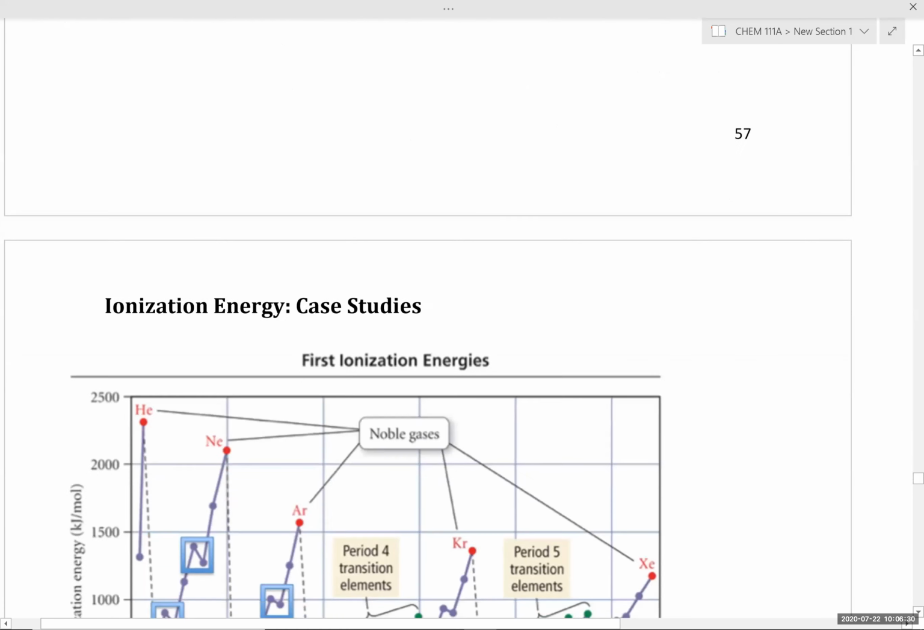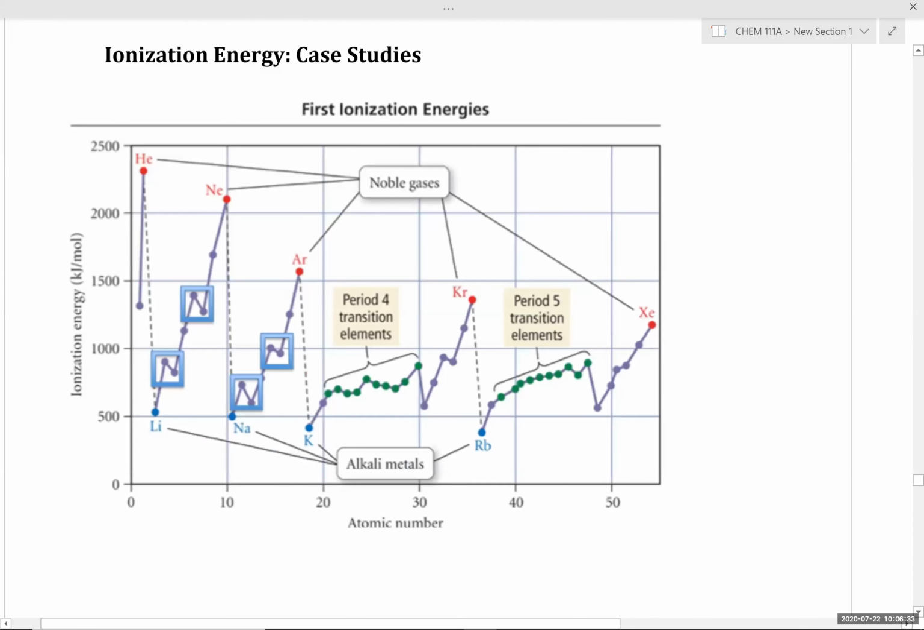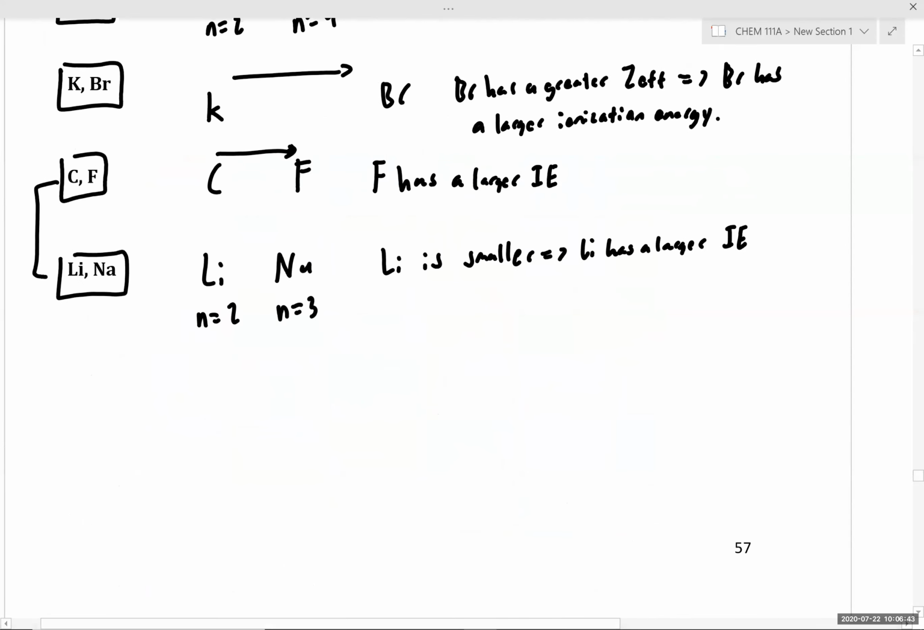Okay, so let's continue on now and let's do some case studies. This is where we're going to apply our ability to draw orbital box diagrams. So to go back to answer the question in the chat, lithium is smaller because its outermost orbital has a smaller N value, which implies the orbital is closer to the nucleus. Because the lithium's outermost electrons are closer to the nucleus, they experience a greater attractive interaction, they're lower in energy, and as a result, they're harder to remove. Does that make sense?